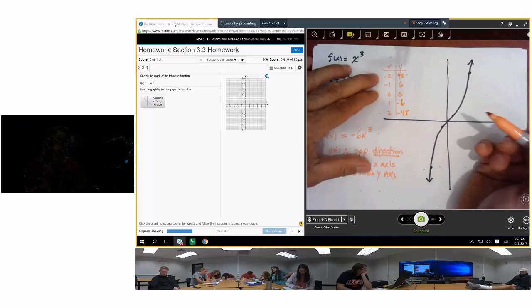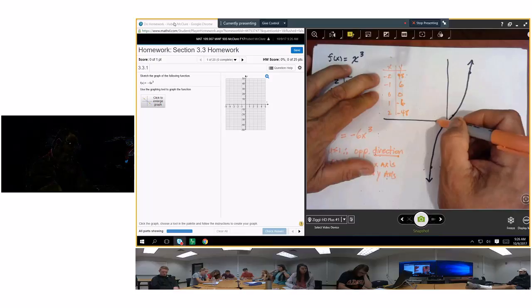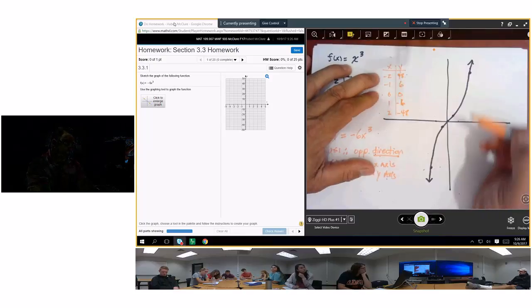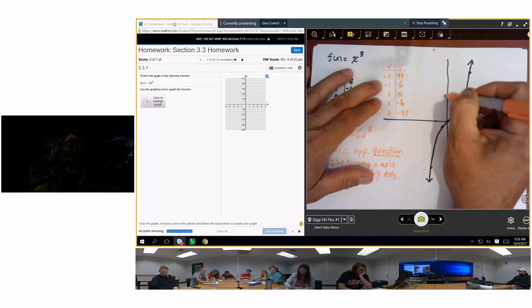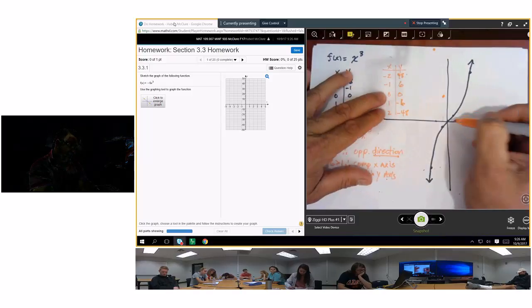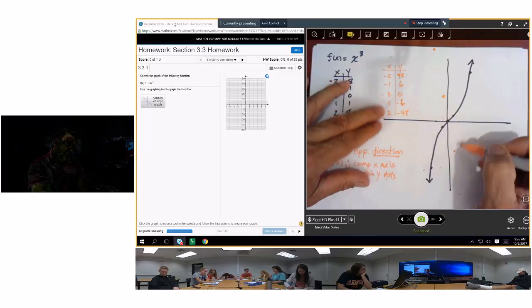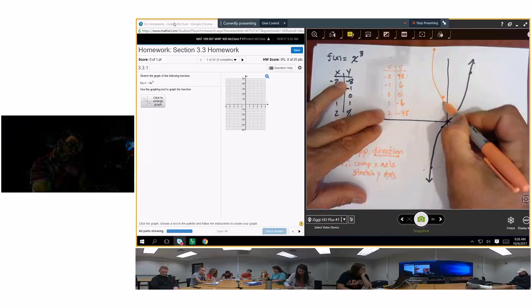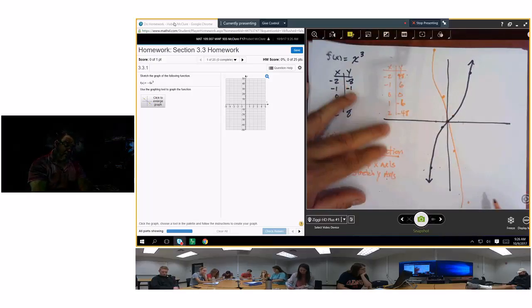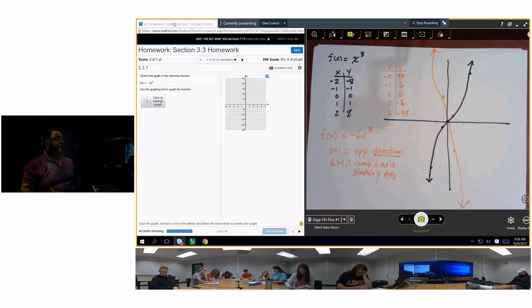So, -2 and 48. It's going to be way up here. Alright. -1 and positive 6. 0, 0. 1, -6. And 2, -48. I can't draw worth a flip, but anyway. You see it's going in the opposite direction and it's a whole lot skinnier.